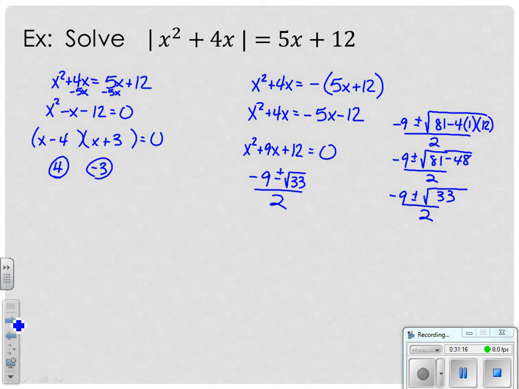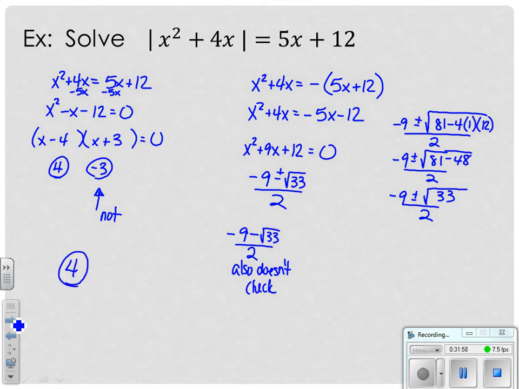All right, now this is one again as far as a time saver. I am going to tell you that when you run a check, putting a negative 3 in here does not work. If I end up with a negative 3 plugged in for my x values up on top, I do not get a true statement. The same is true if I plug in negative 9 minus square root of 33 over 2. It also doesn't check. So there are only two solutions in the end to this one.